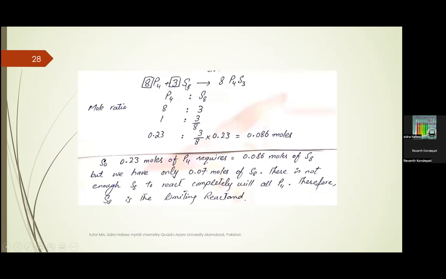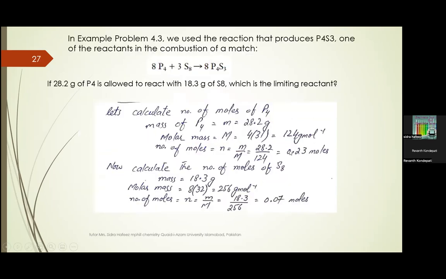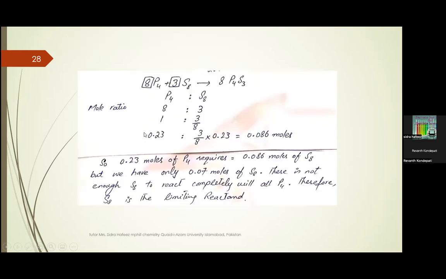8 P4 plus 3 S8 change into 8 P4S3. So we will use the mole ratio of P4 to S8. 8 moles of P4 is reacting with 3 moles of S8. So 1 mole of P4 will react with 3 divided by 8 moles of S8. You will divide this 3 by 8. Then 0.23 moles of phosphorus.